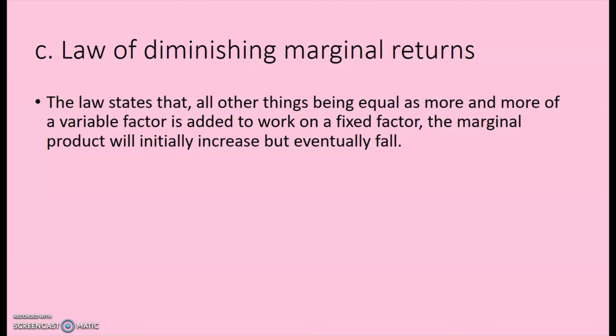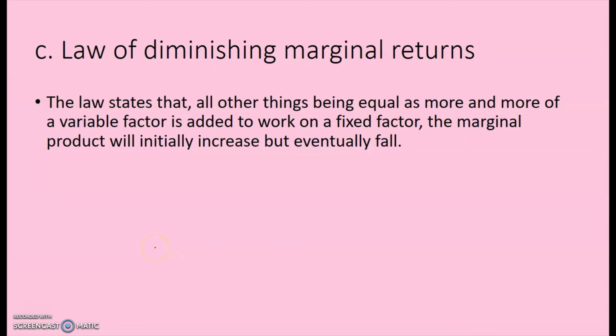So that is the B. Then C, you are to state the law of diminishing marginal returns. Now in my previous video, I've already explained it, but let's explain what the law is. The law states that all other things being equal, as more and more of a variable factor, the variable factor we are talking about being labor, is added to work on a fixed factor, which is land, what happens to the marginal product? The marginal product will initially increase and then eventually fall.